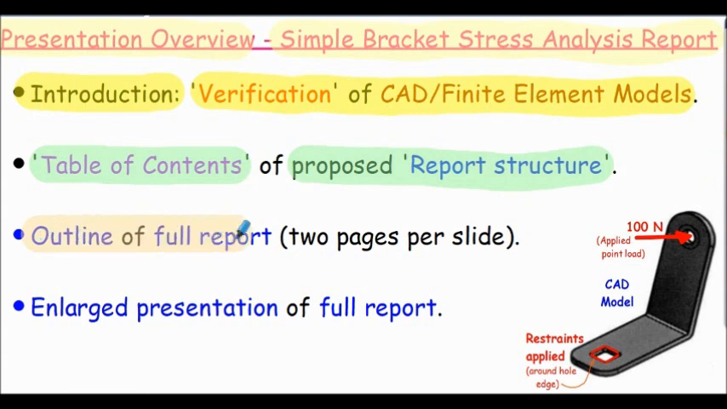Next, there is an outline of the full report. This is actually presented as 2 pages per slide of the presentation. This part of the presentation is purely to outline the structure of the report, the various headings used, and the essential content under each of the headings. But at this stage it will be quite difficult to actually read the text of the report. And basically that's the essence of this presentation, is just to show the structure of the report.